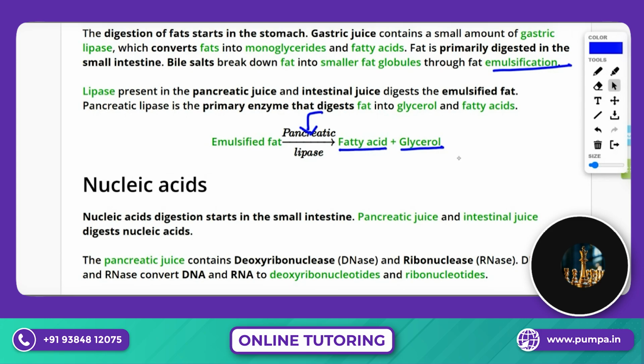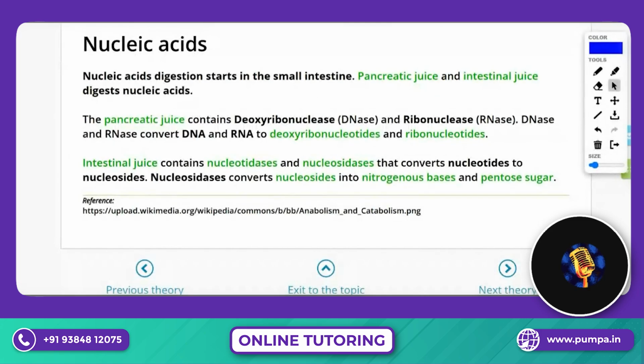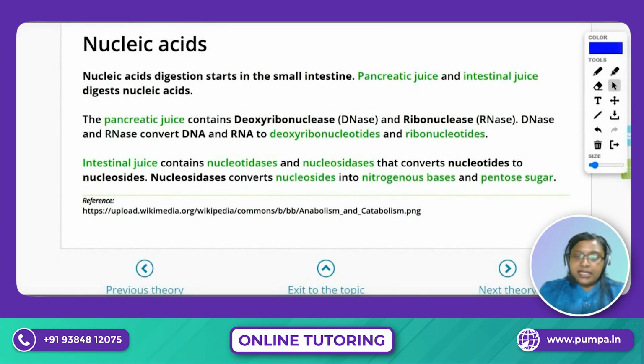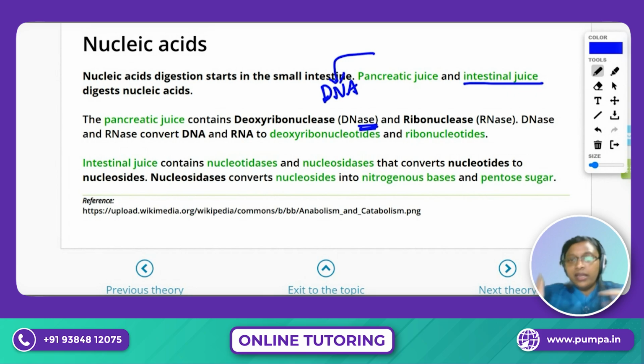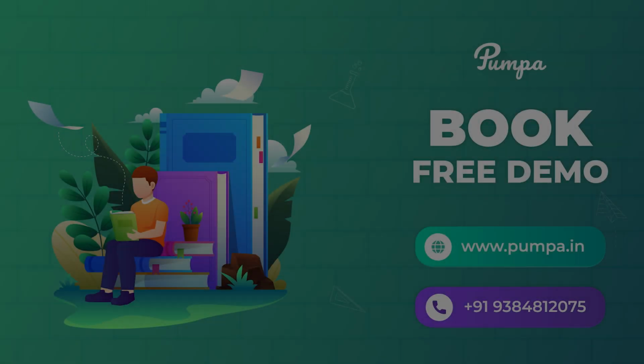Everyone? Yes, ma'am. And now, it's about the nucleic acids, RNA or DNA. They will also be digested in the intestinal and pancreatic juice. We already saw that if it is DNA, for the DNA to be digested, it should have an enzyme, and DNAs and RNAs will get digested.